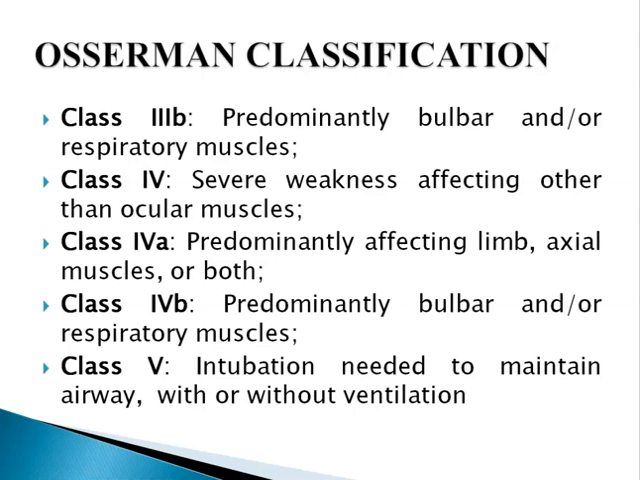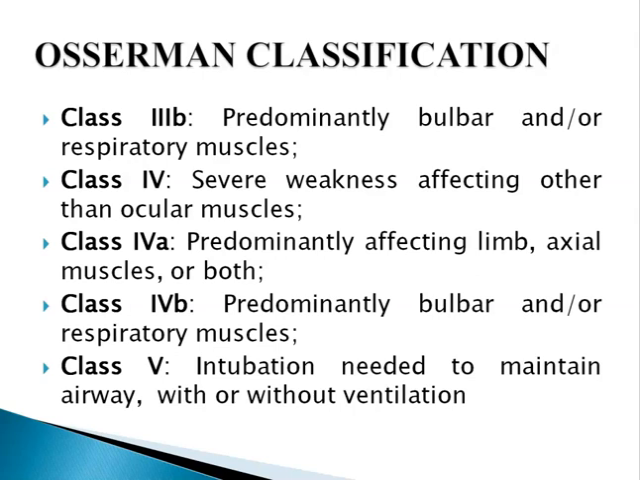Class 4 has again been subdivided into 4A and 4B. Class 4 involves severe weakness affecting muscles other than the ocular muscles. Class 4A predominantly affects the limb, axial muscles or both. Class 4B predominantly affects bulbar and respiratory muscles, or bulbar or respiratory muscles.